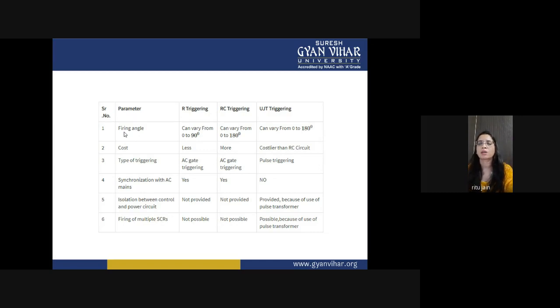Next, firing of multiple SCRs is not possible in R and RC triggering. So now we have discussed different types of triggering. Now I want to summarize this lecture. In this lecture we have discussed the different methods of SCR triggering, in which we discussed temperature triggering, dV by dt triggering, DC triggering, and forward voltage triggering.